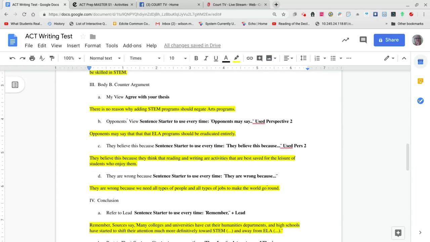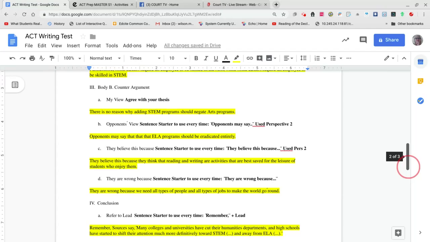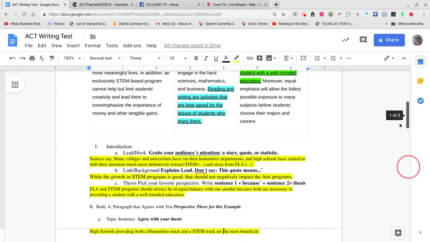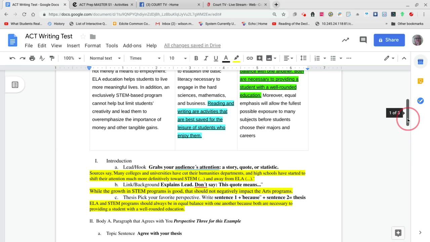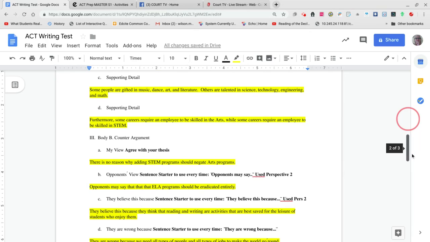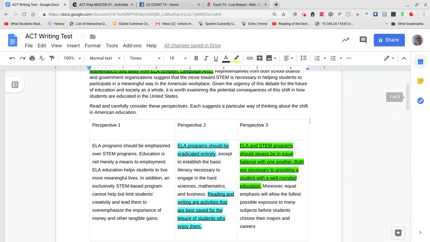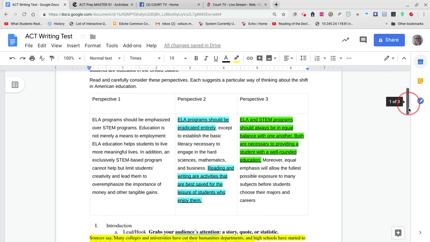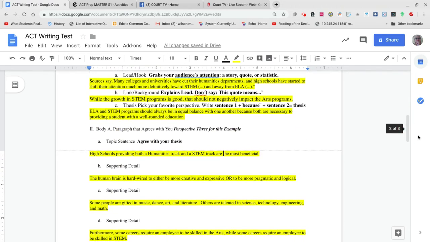Okay, now we can have a sentence starter for B. Opponents may say. So what I did here is I went back up to the other perspective, perspective 2, to steal this supporting detail. Opponents may say that, and I say ELA programs should be eradicated entirely. So that comes from right here. My next sentence comes from right here. So I'm not even thinking of my own ideas, I'm pulling them from the opposite perspective.